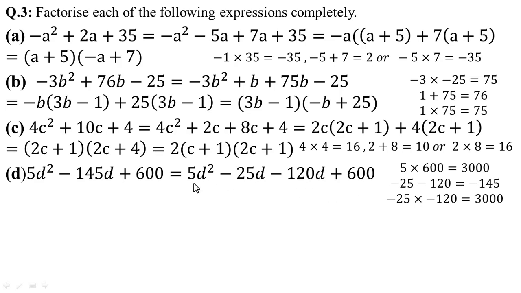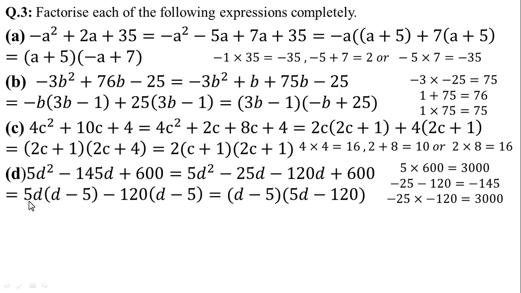Now, the first two values are divisible by 5 and d is also common. So taking 5d common, the remaining value is d minus 5. Similarly, both values are divisible by 120, so taking minus 120 common, the remaining value is d minus 5. d minus 5 and d minus 5, both are the same. Taking d minus 5 common, the remaining answer is 5d minus 120. So the final answer of D part is d minus 5 into 5d minus 120.